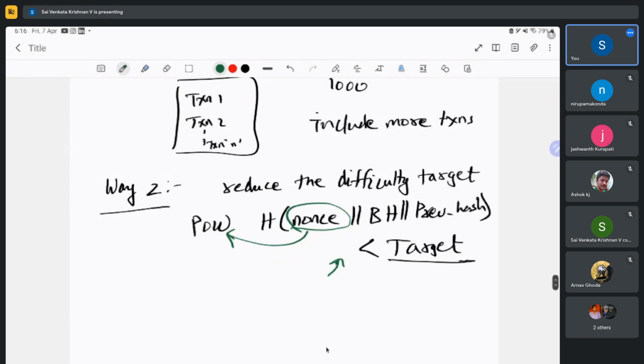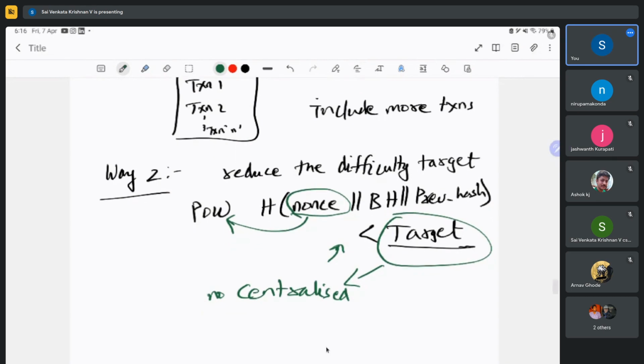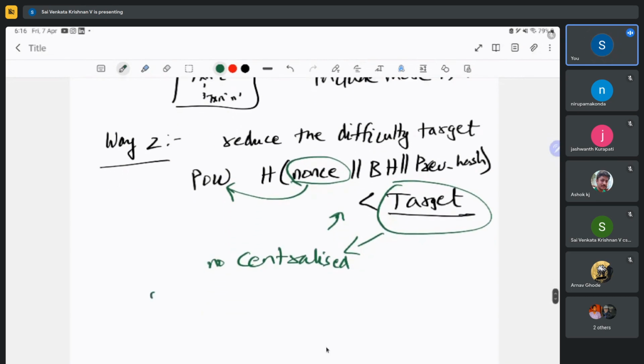So the difficulty target, we should first understand how this target is set. There is no centralized way of setting this target, as in you have a server and then the server communicates with all the nodes. There is no such thing. Instead, the target is set in a decentralized way.